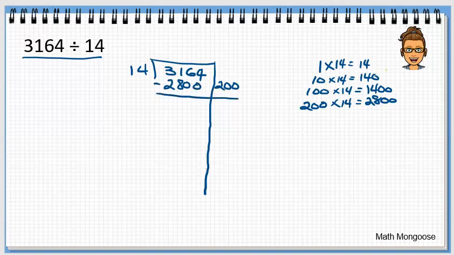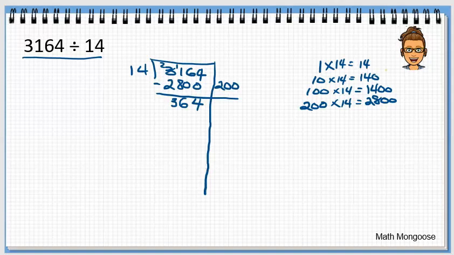All right, 4 take away 0 is 4. 6 take away 0 is 6. 1 take away 8 we can't, we borrow there. Then that's 11. 11 take away 8 is 3. And 2 take away 2 is 0. So we end up with 364.